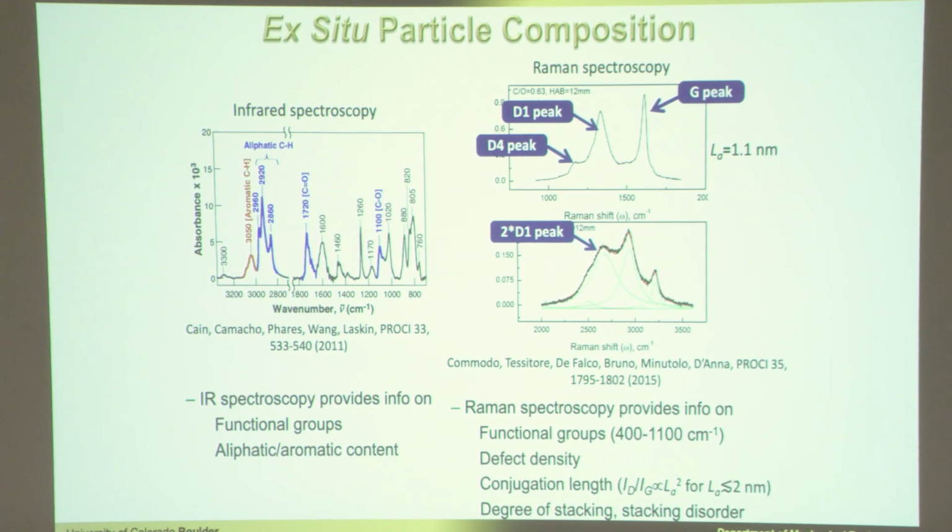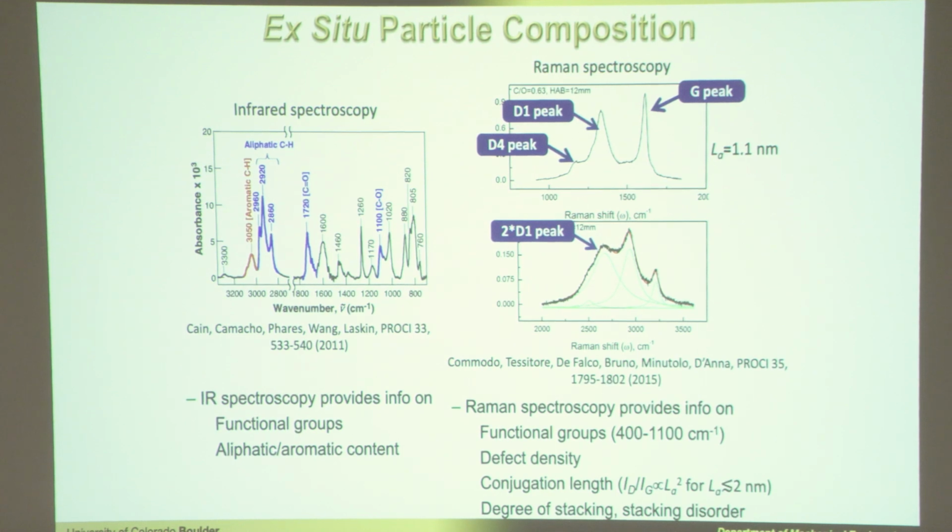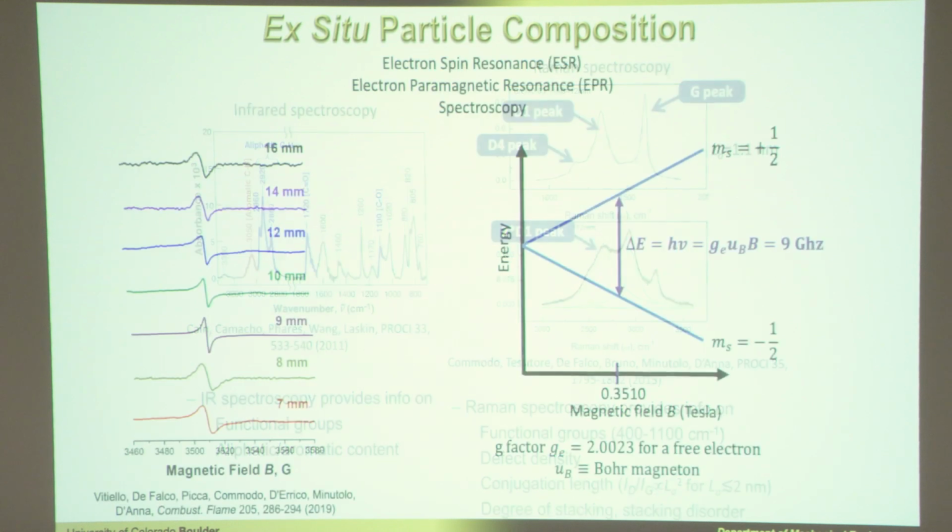So remember, the G peak is your graphite peak. The D peak gives you information about defects, and Raman spectroscopy gives you information about defects. So you can use that technique to give you information about what's the fine structure of the particle.